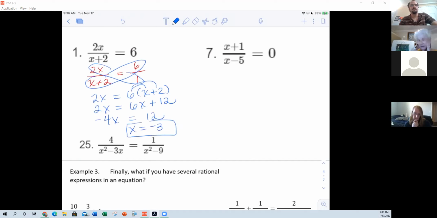Beautiful. Okay. So then we can see that -3 will not give us a 0 denominator. We really need to check for that, because that does happen sometimes. If it happens, you just need to throw it out and say there's no solution. This would be called an extraneous root. So if we want to check it fully, it's 2 times -3 over -3 plus 2 equal to 6. And it does.